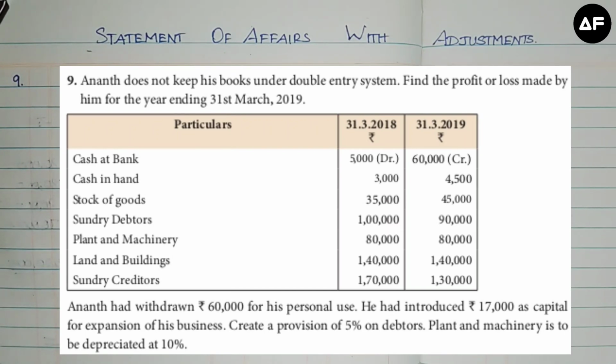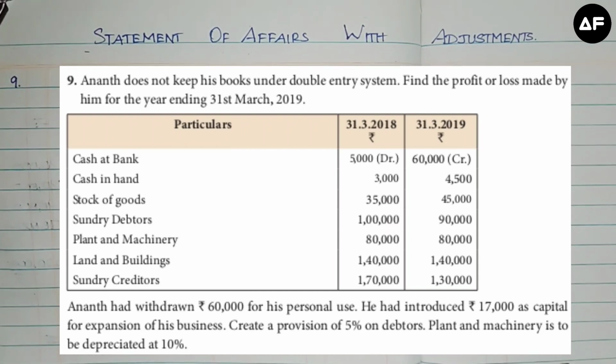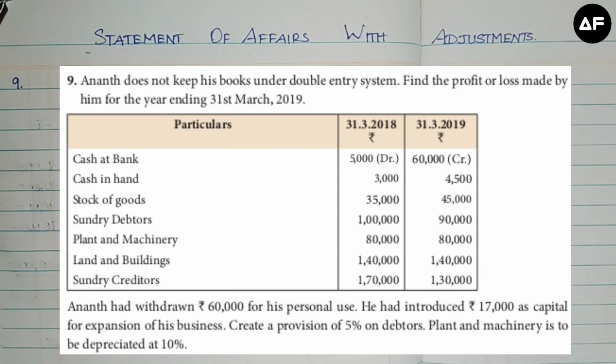So in this kind of sums, prefer doing it separately. That is statement of affairs on beginning and statement of affairs using the closing balances separately. So let's first start off with the statement of affairs at the beginning, that is 31/3/2018, so that we can find the opening capital first.